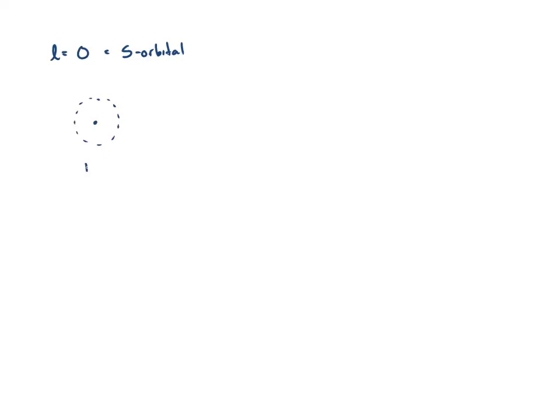So here's a 1s orbital, where n, that's the principal quantum number, and the s is telling us that L quantum number. So that's our n, that's our angular momentum, and that's our L quantum number. And then, of course, we can have a bigger orbital, and that's our 2s orbital.